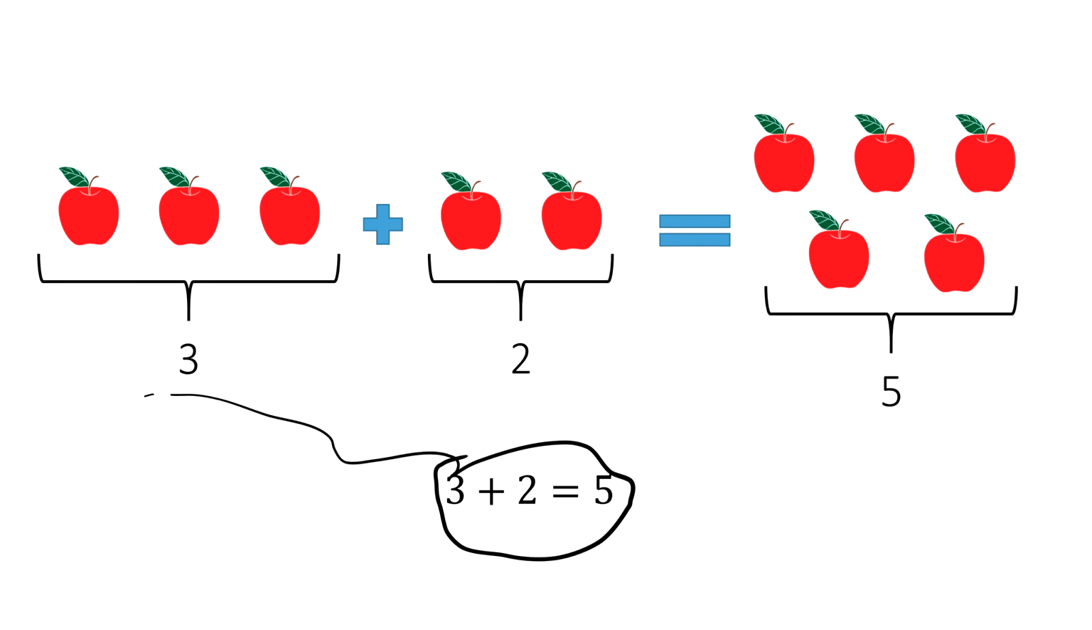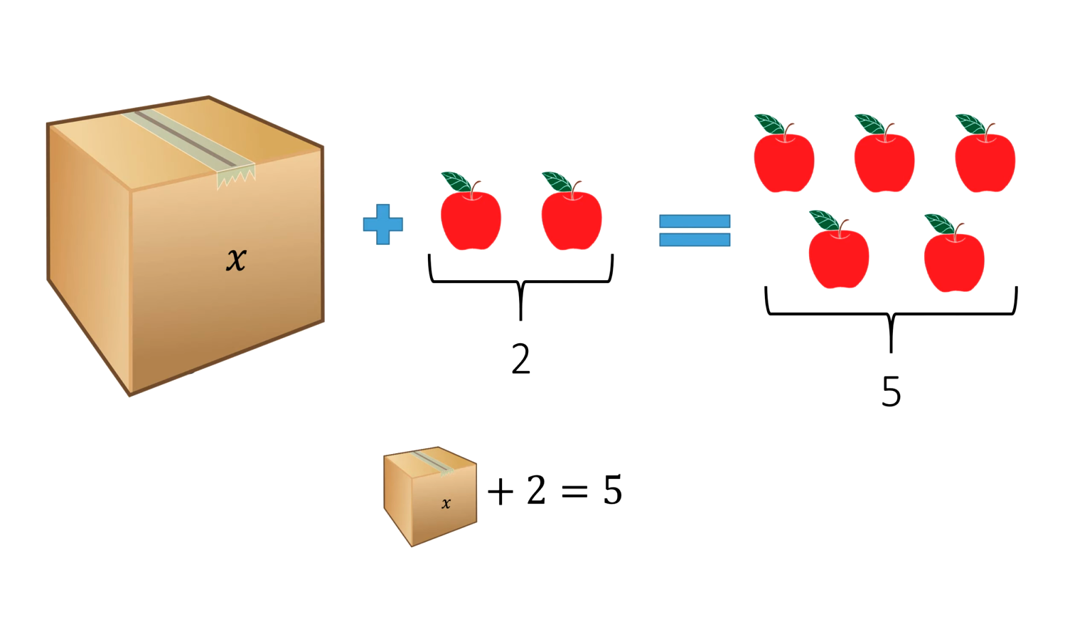Now next let's put those 3 apples in a box. So I have a box that has a label X on it. And I know that when I add 2 apples to the apples that I have in that X box, I totally get 5 apples. So some apples in the box X plus 2 apples make 5 apples.